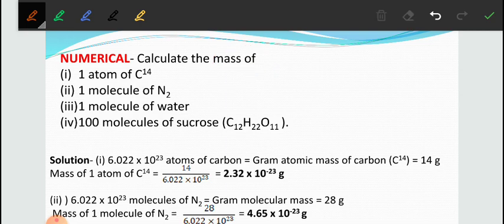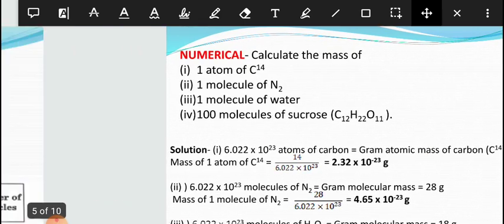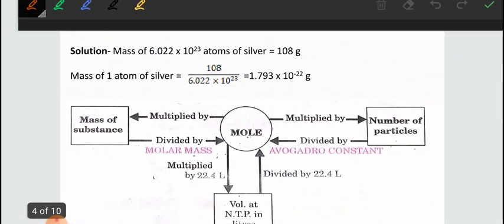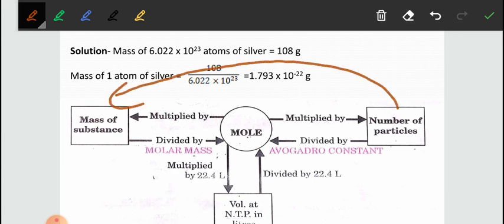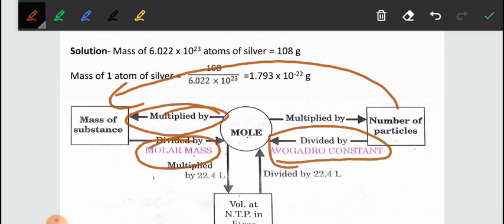Okay, as we have seen in our previous slide, if we want to calculate mass and what is given is the number of atoms, again one atom is given, which means the number of particles is given. Again we need to go to here. What we need to do is divide by the Avogadro constant and multiply by molar mass.